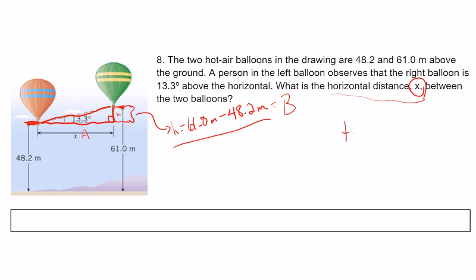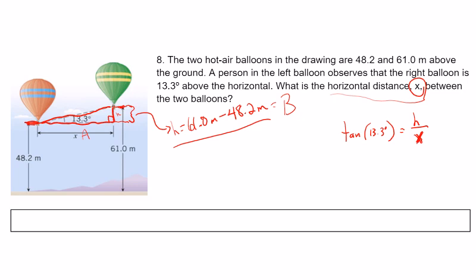So the tangent of that 13.3 degrees is going to equal the opposite side, which would be B, but I'm going to label as just little h. Once we calculate this difference, that'll be little h, over my adjacent side, which is x.